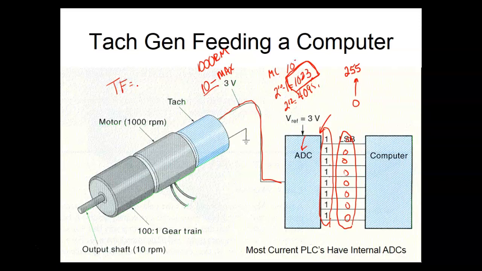I'm waiting. 100. Well, it can't be 100 because we're gonna divide it by 1023. So what are we putting in? So it's gonna be 10 divided by 1023. What does that give us? This will be steps per volt. This is what we're putting into our computer. So step per volt. So what would that give us?